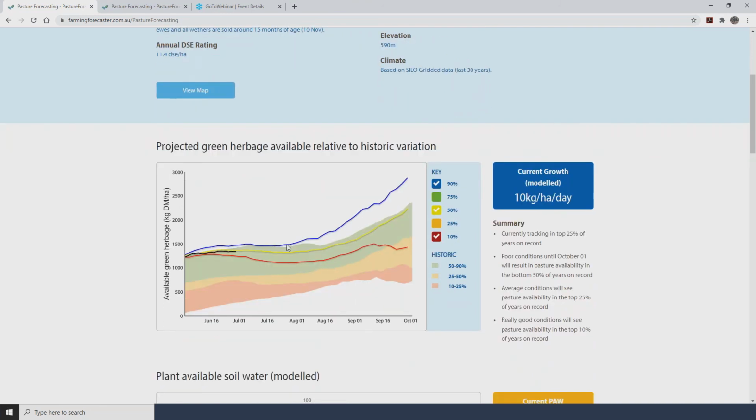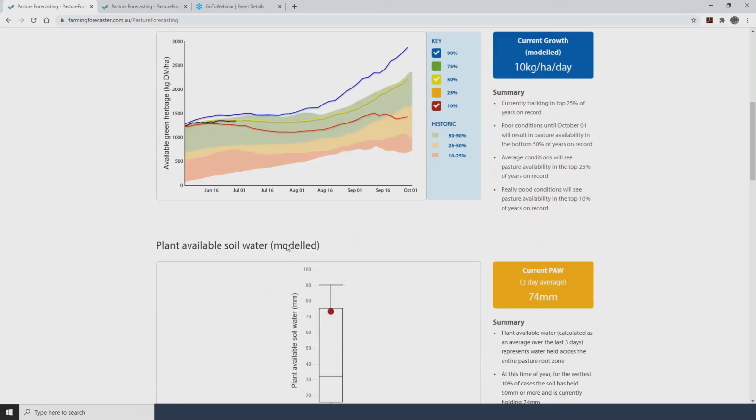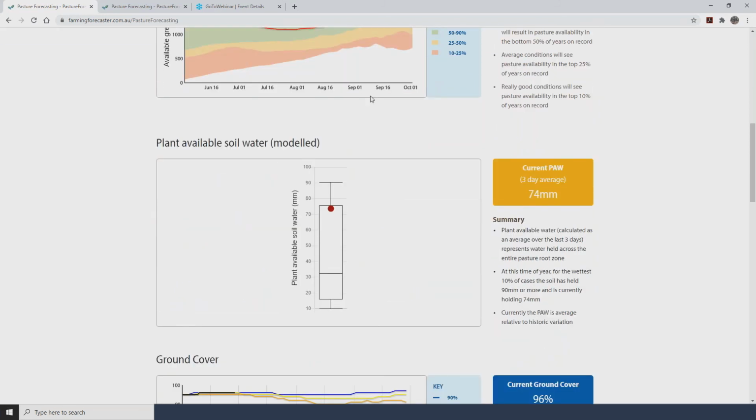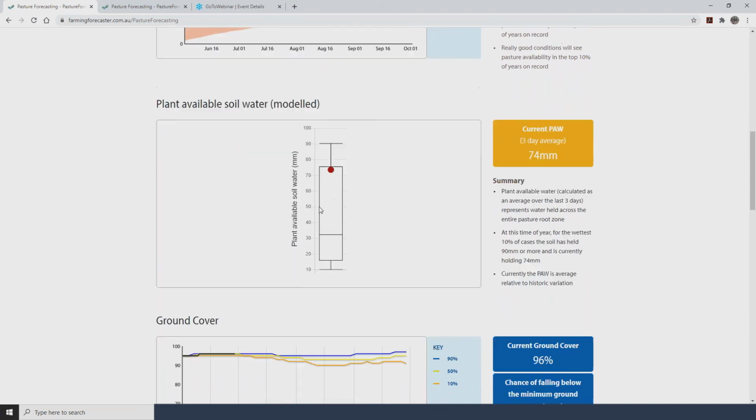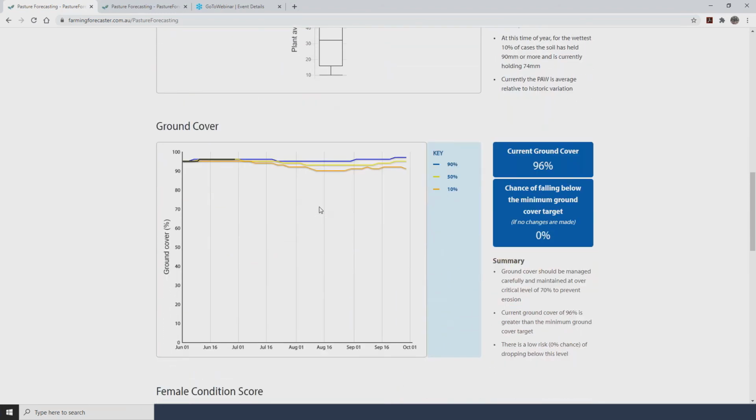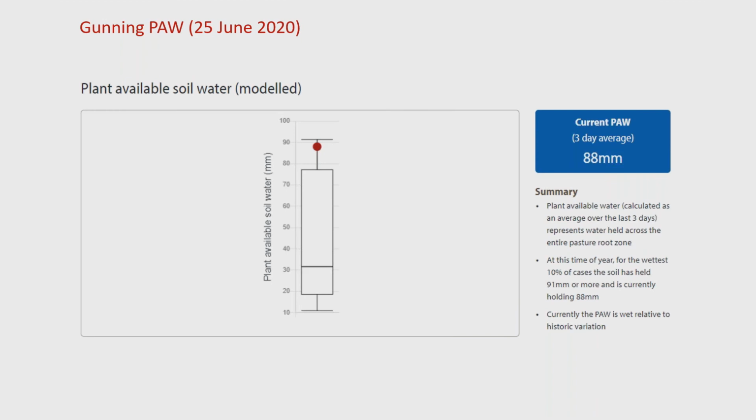The other two things I wanted to talk through while we're on this page are the plant available soil water graph, which sits directly below, and also the ground cover graph. The plant available water, or PAW, is a modelled reading from GrassGro, whereas the moisture probe is giving us a field measurement. So PAW, which is shown in this box plot, deals with plant available water across the entire root zone, whereas with the moisture probe readings, we are focusing largely on the top 60 centimetres.